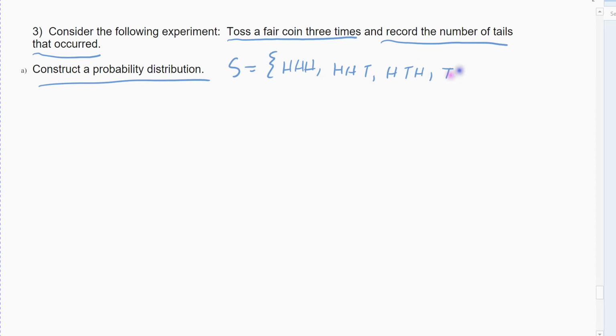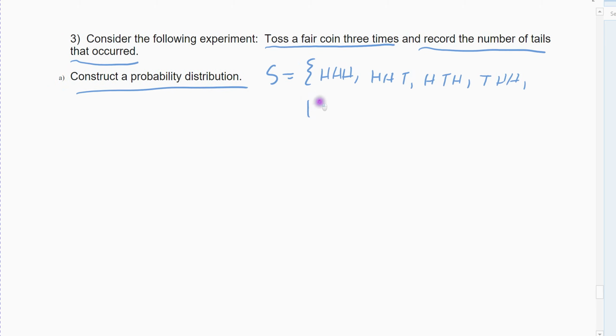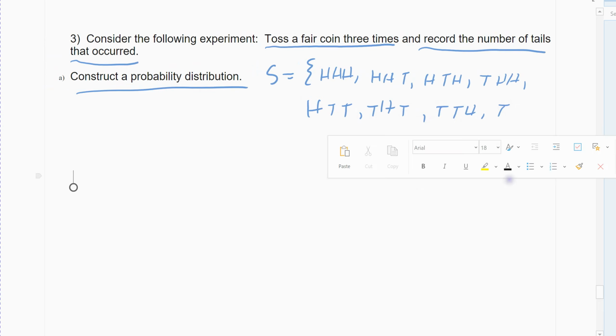So bear with me for a second while I list all of these outcomes. There should be 8, so hopefully I've got all 8 outcomes.